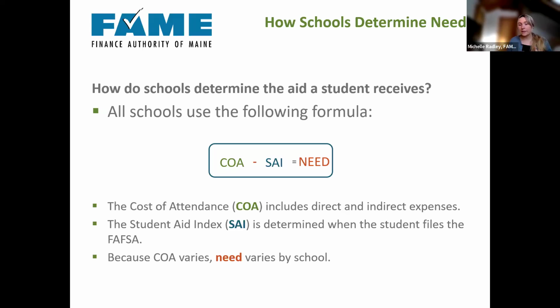This is indirect and direct expenses, so not just tuition and fees. It might also be these additional costs that are associated with attending school. And then the student aid index, again, is that piece from the FAFSA that tells you how much need you really have, where your family, or in the case of an independent student, the student themselves, sits financially in terms of how much money they need to fill the gap. And then again, because cost of attendance varies, the need specifically varies depending on the school. And then you'll see that reflected in a financial aid offer.